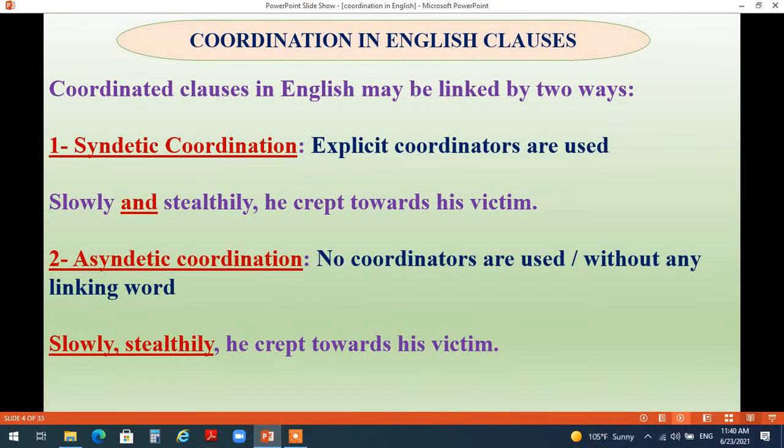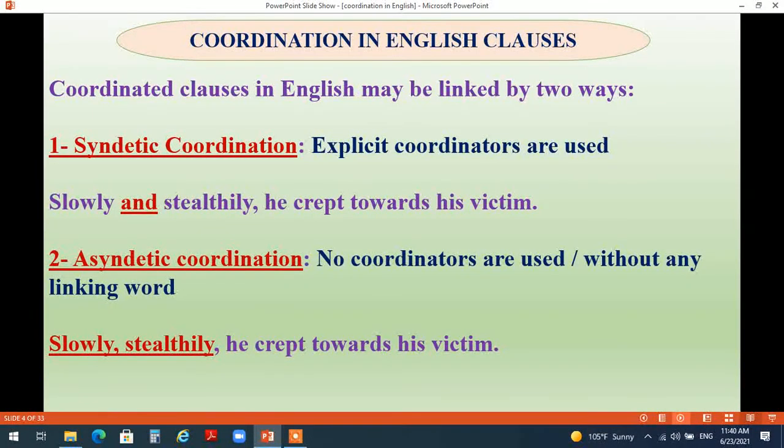So, in asyndetic coordination, no coordinators are used, without any linking word. So, we have coordination, but we don't have coordinators. This is what we mean by asyndetic coordination.